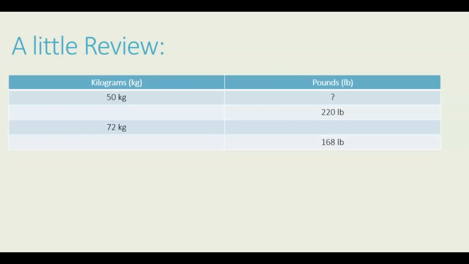A little review. I'm not going to go through all the answers on here, but you should be able to. This is pretty basic: just converting your kilograms to pounds and vice versa. Take some time and practice that. If you haven't done it in a while, practice it; if you feel like you're really well versed in making your conversion from kilograms to pounds and vice versa, feel free to move on through this slide.